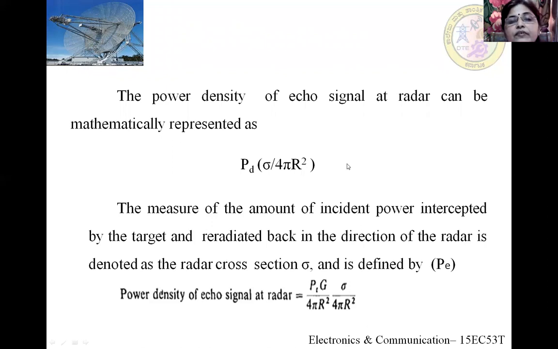So here the power density of the echo signal at the radar can be written as follows. Once the power reaches the target, it is reflected back, and that is called the echo signal. The echo signal is given by PD into sigma divided by 4 pi r square.